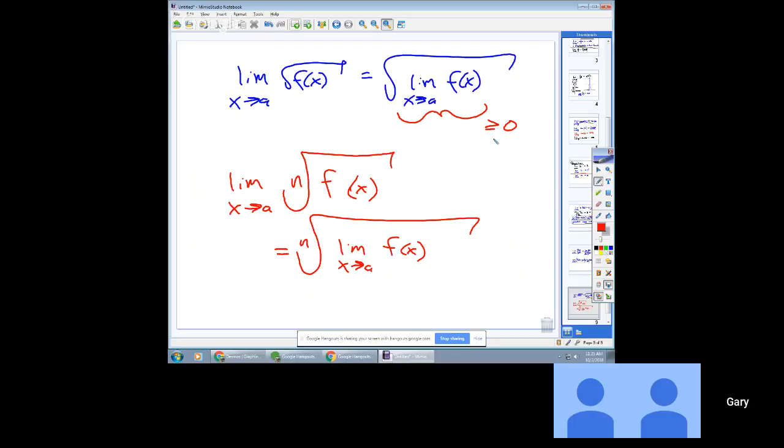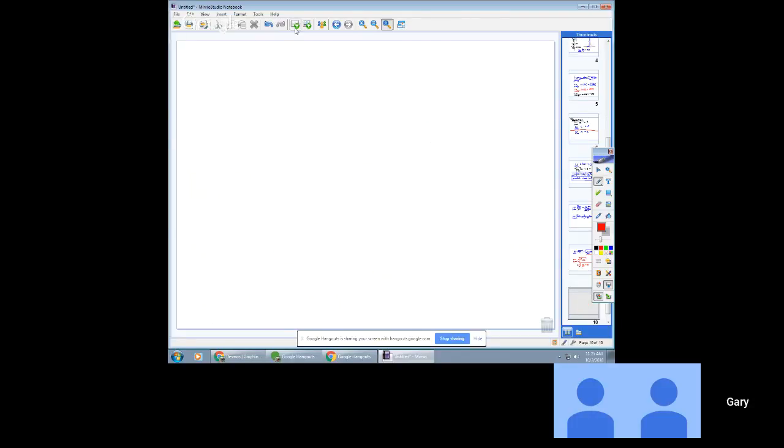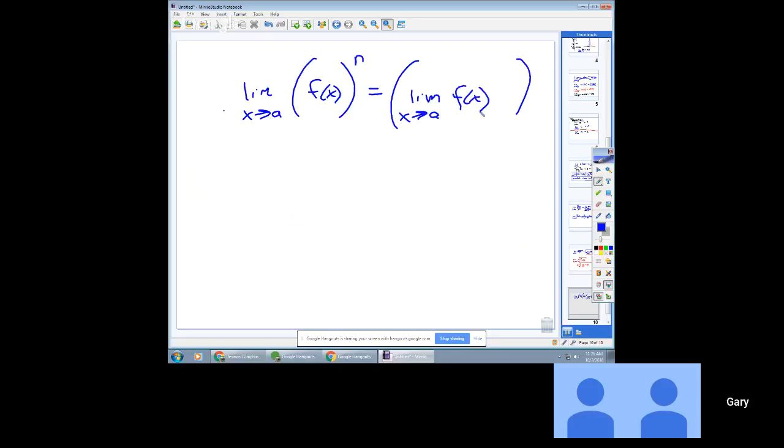Another one that's kind of nice and related to that is if I take the limit as x goes to some number of some function raised to a power. Could be 2, could be 3, could be 4, could be 100. Turns out powers are nice things. I can slide that limit in and then raise it to the power after.